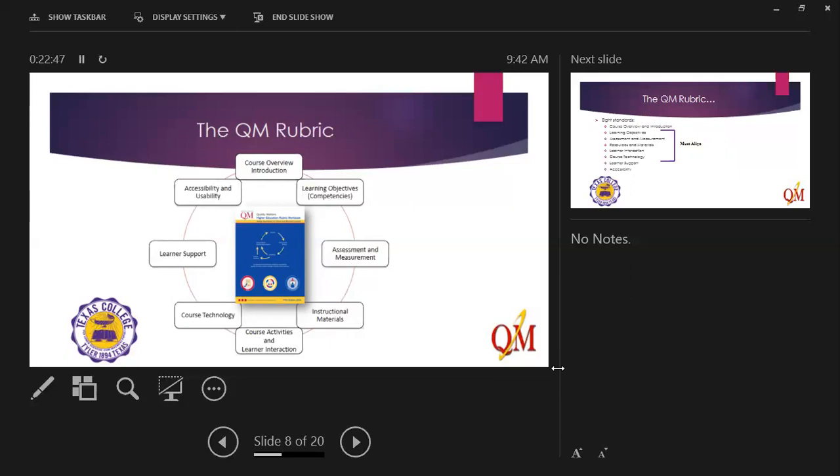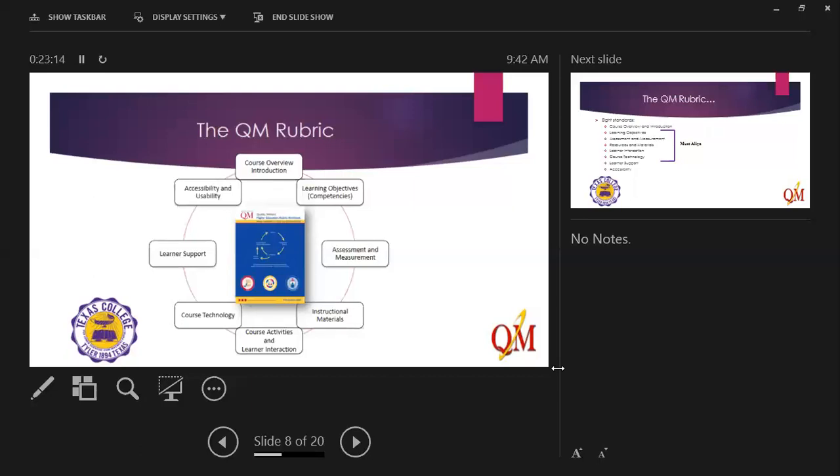So when it comes to the QM rubric, actually QM has about 5 different rubrics. For instructors, for colleges and universities, we go with the QM Higher Education rubric. Now the QM Higher Education rubric has 8 core standards, which is what is listed at the top of the handout.